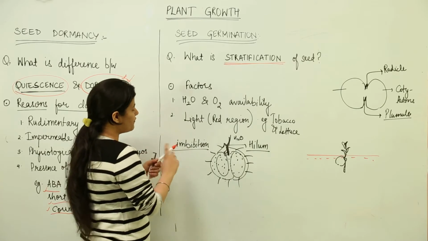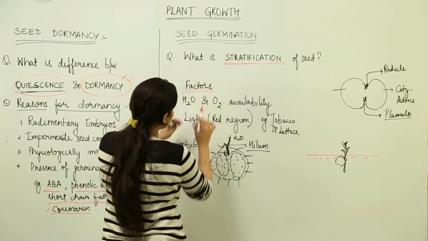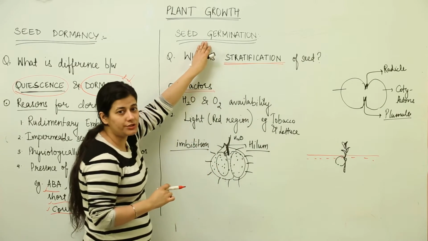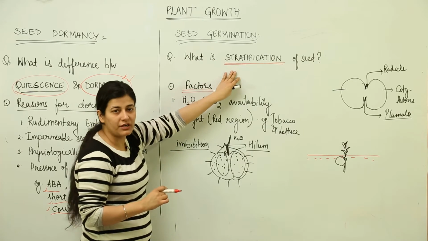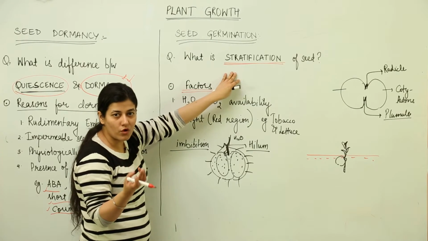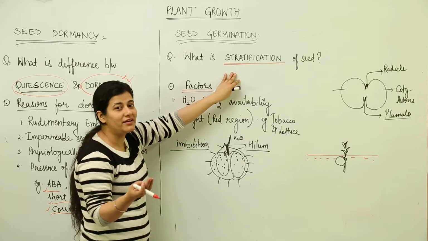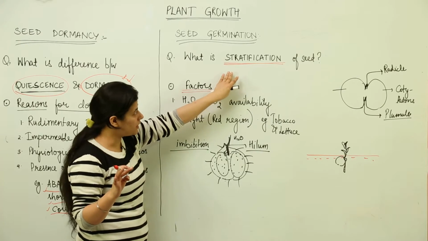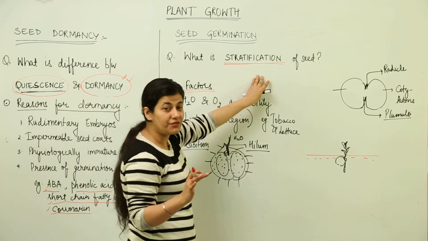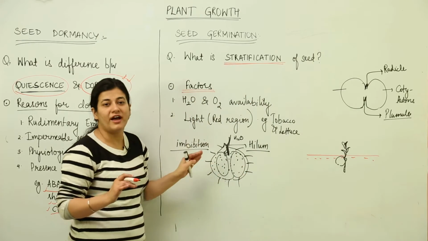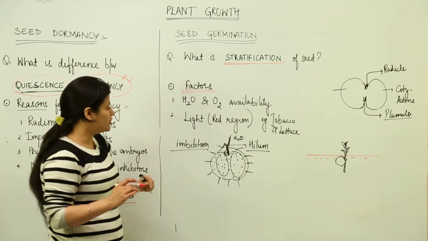Okay, now what are the factors which are responsible for bringing about this seed germination? Come back to the stratification point of understanding. It said moist seed, it said oxygen, and it said temperature. These 3 things I used in making you understand what is stratification of seeds. So these would be the factors which affect seed germination.